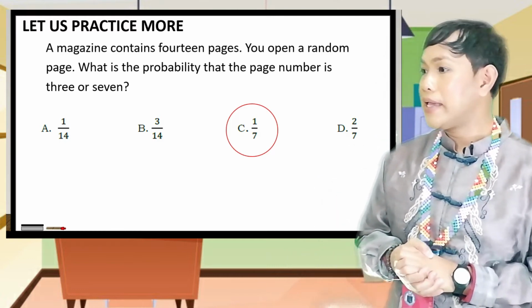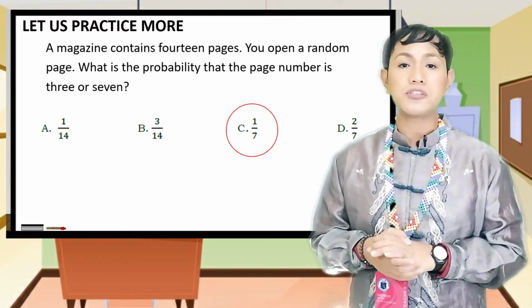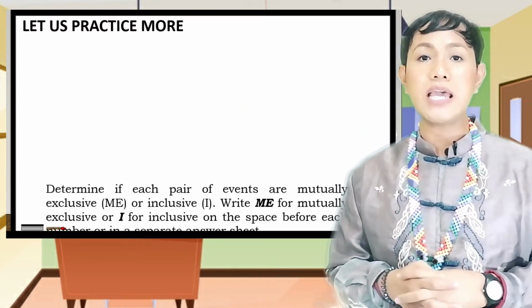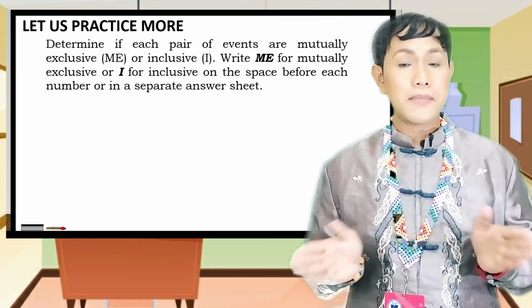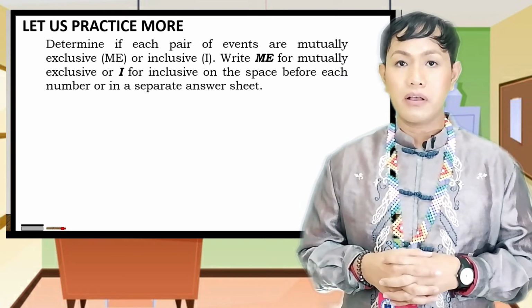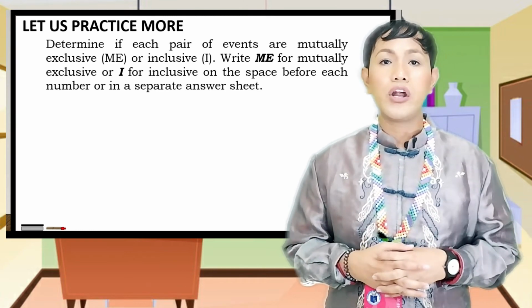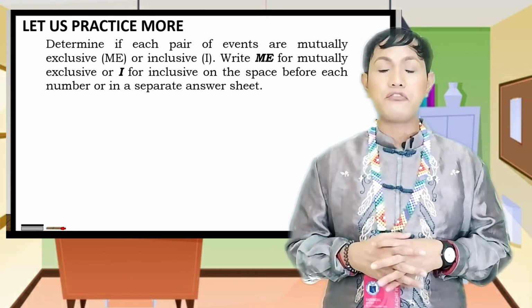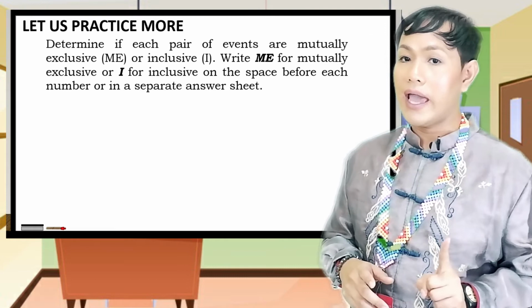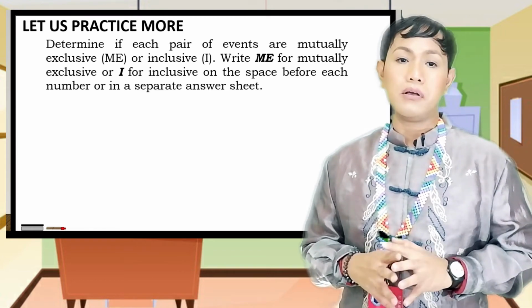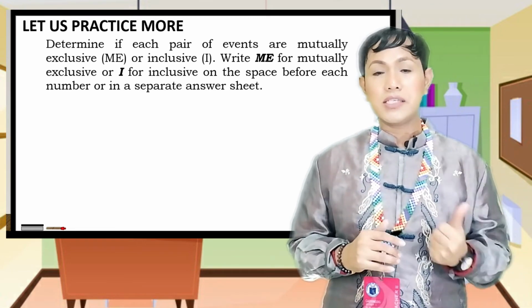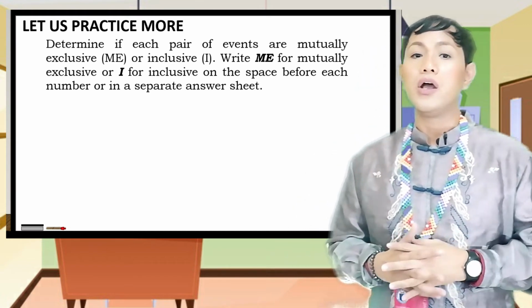Now let us try to determine if each pair of events is mutually exclusive, ME, or inclusive, letter I. We are going to say ME for mutually exclusive or I for inclusive. This is the first scenario.